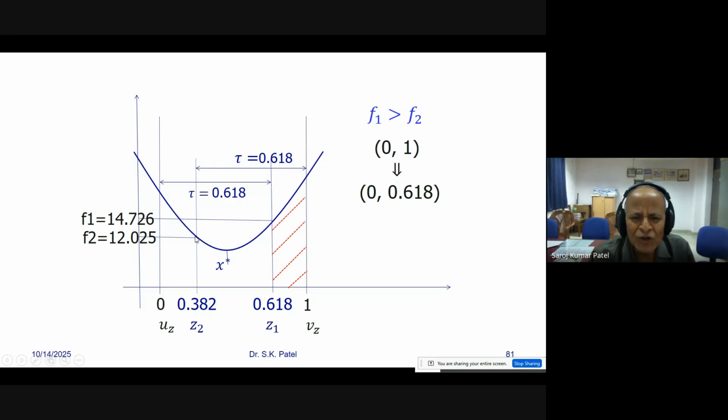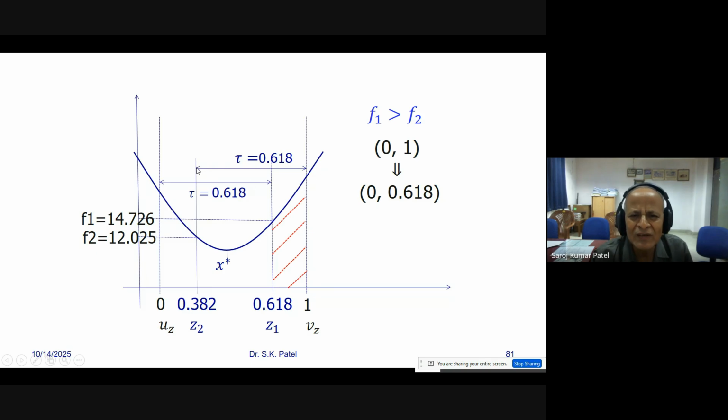Proceeding from the lower value 12 to 14 means you are moving from left to right. Beyond this, we proceed in the same direction, the right direction. Anything beyond the higher value is to be eliminated. So this red hatched zone is to be eliminated. Thereby the current interval, 0 to 1, is now reduced to 0 to 0.618 after eliminating this region.